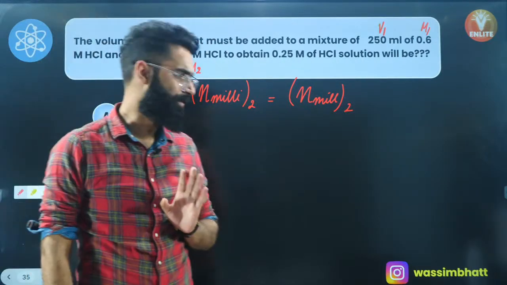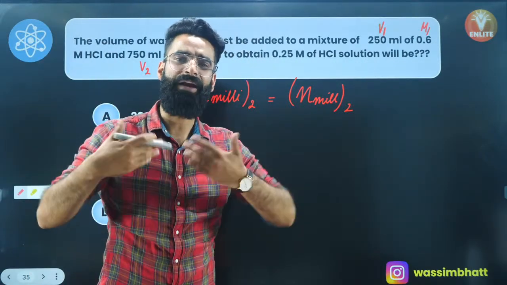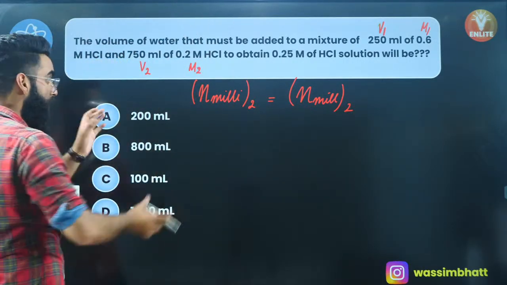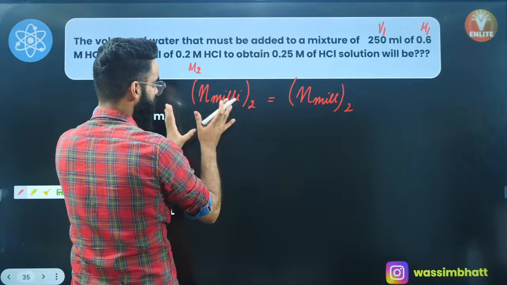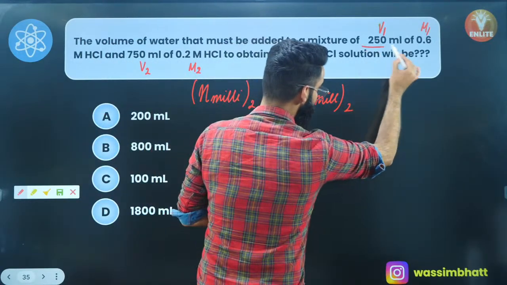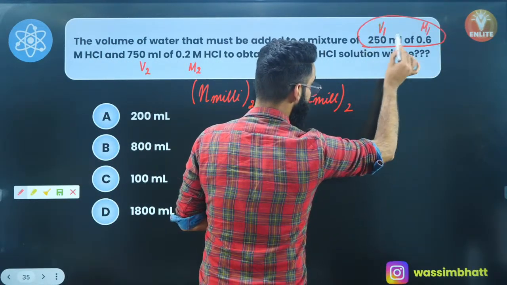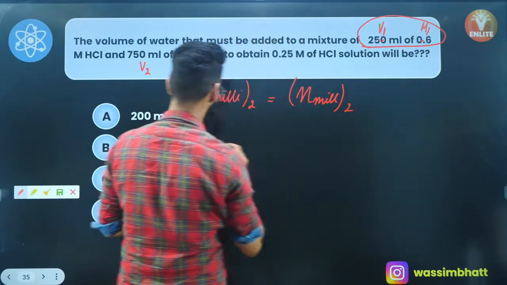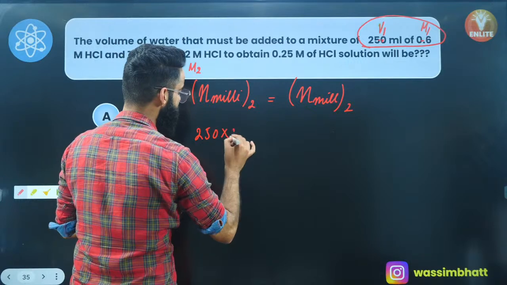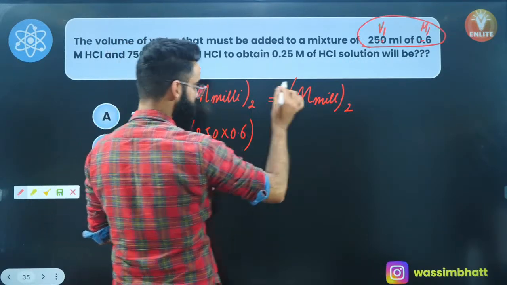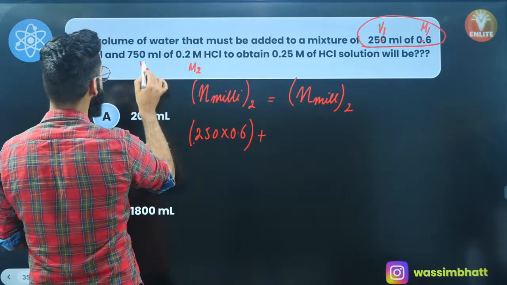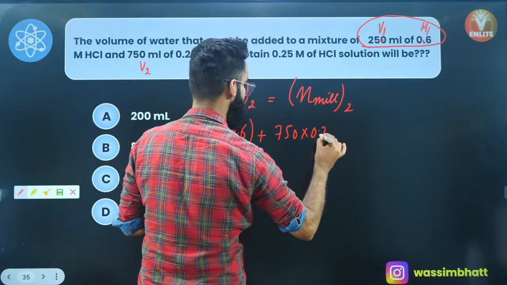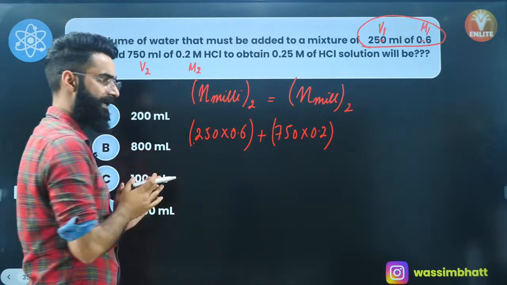How do we calculate millimoles? Molarity of the solution multiplied by the volume of solution in ml. That gives you the number of millimoles, right? So how many millimoles of solute do we have before mixing? See, for this solution we know its molarity and its volume. If you multiply these two, you'll get the millimoles of solute present in this particular solution, which is 250 multiplied by 0.6. These are the millimoles of solute present in the first solution, plus the millimoles of solute present in the second solution, which is 750 multiplied by 0.2. These are the millimoles of solute present in the second solution, right?